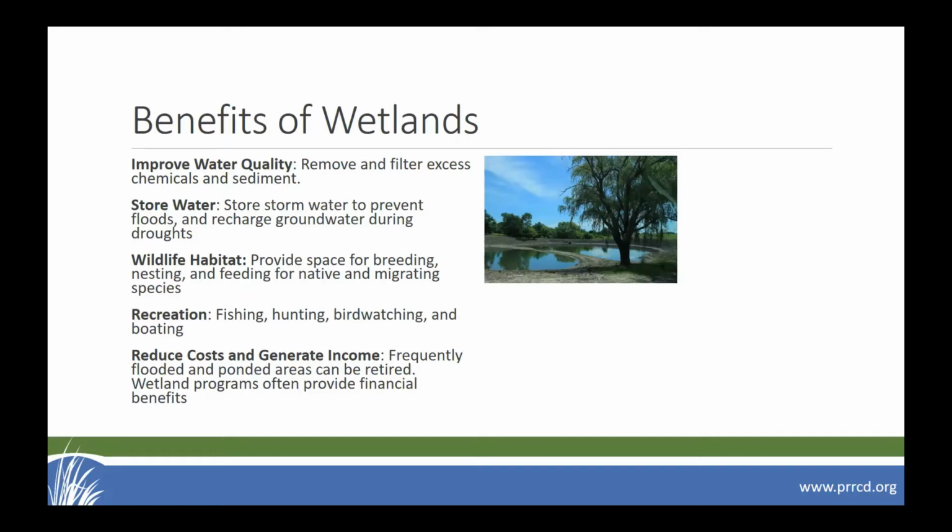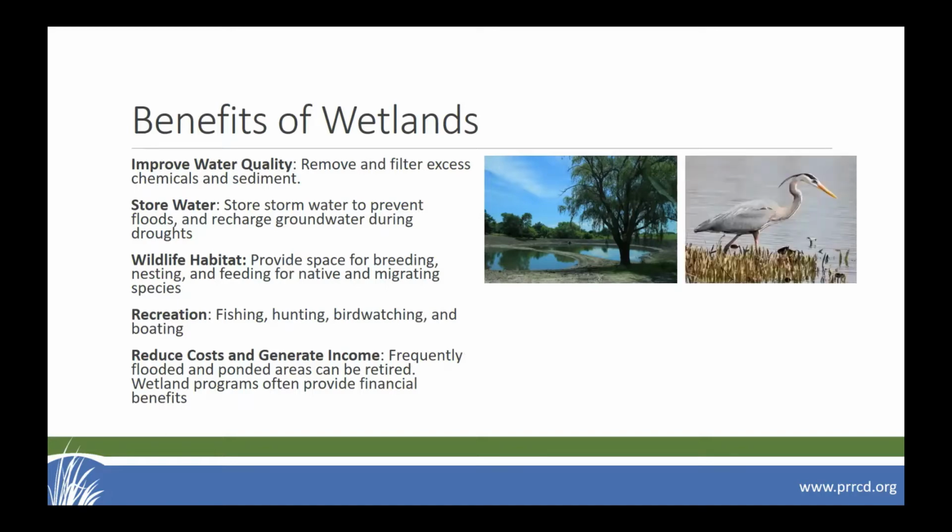Additionally, these wetlands can store water. During storm events, these wetlands can store excess storm water and prevent flooding. And they can also recharge groundwater during droughts, which we, of course, are experiencing pretty intensely right now. Wetlands also provide wildlife habitat. These wetlands will provide a space for breeding and nesting and feeding for not only our native species, but for migrating species. And this is especially seen in our birds here in Iowa.